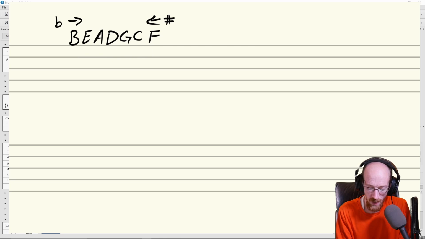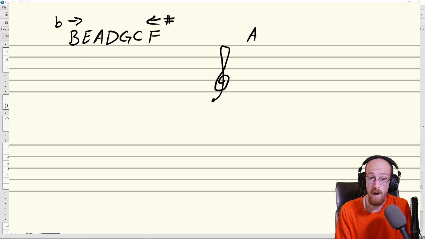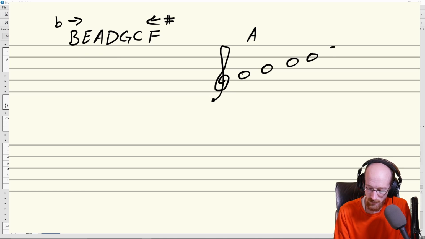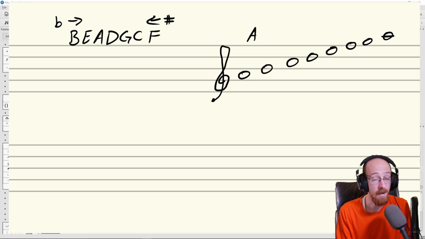Okay, so now we know how to find which notes are sharp and flat if we know how many sharps and flats there are. So how do we find that out? Let's say that I was given a scale now. Let's start with A major. And let me write in a treble clef here. So A major, the first thing I like to do is write in a note on every line and space up to A.